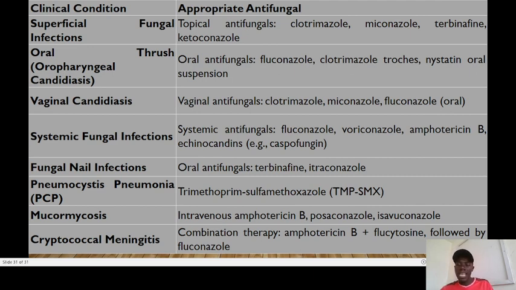Then you have the fungal nail infections, where we use terbinafine and itraconazole. Then you have PCP, Pneumocystis pneumonia. Here we use trimethoprim-sulfamethoxazole. For mucormycosis, we use intravenous amphotericin B, posaconazole, or isavuconazole. Lastly, we have cryptococcal meningitis, where we normally use a combination of amphotericin B plus flucytosine, followed by fluconazole.